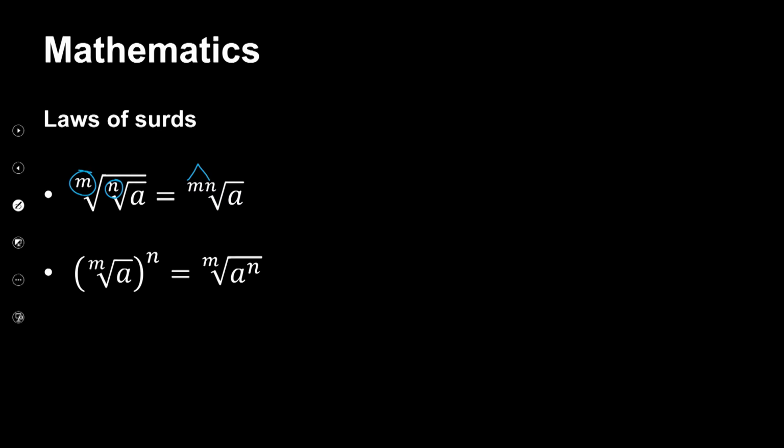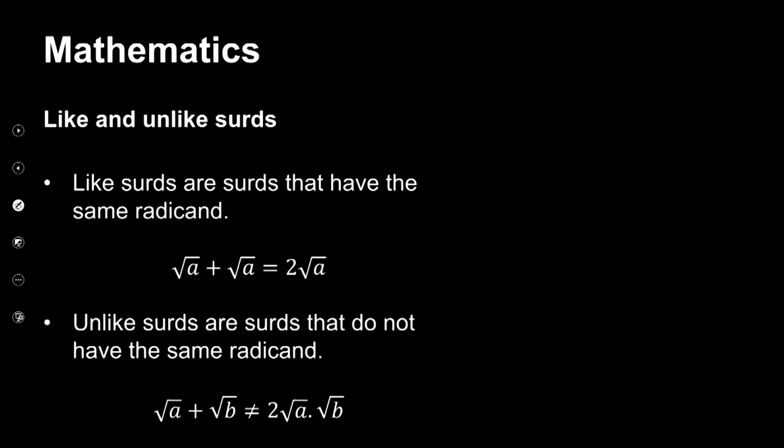And then if you have a radical raised to an exponent, you then need to distribute the exponent inside the radical to the term that is inside there, which will then give me the mth root of a to the exponent of n.